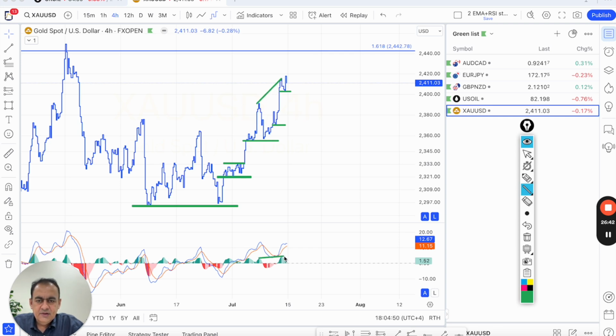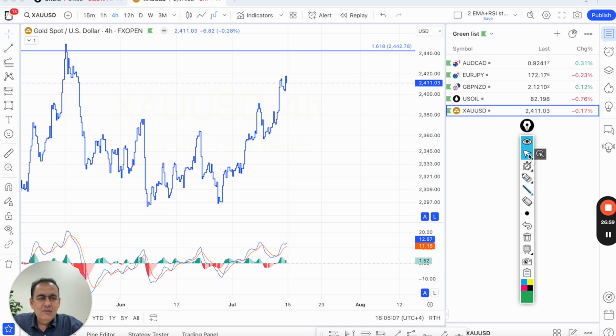So basis histogram, there is no divergence. MACD lines, they have not yet completed any bearish divergence. In case we see short-term weakness building up, it should be temporary. Ultimately, in the longer run, gold remains bullish.